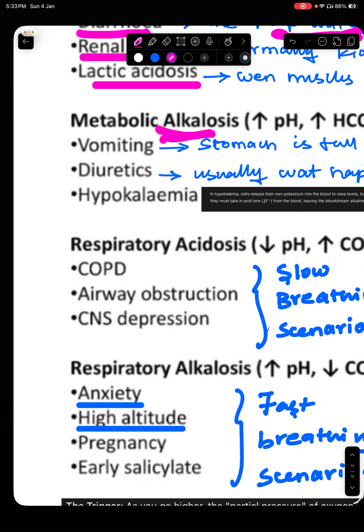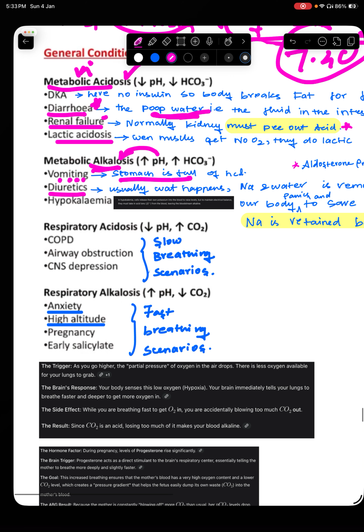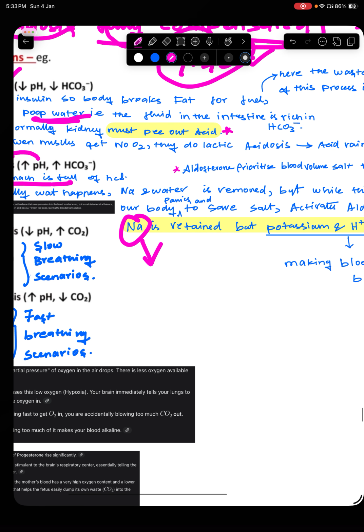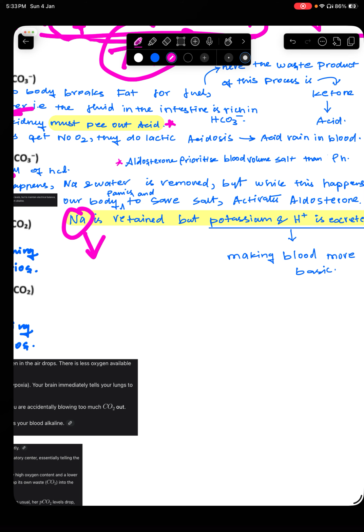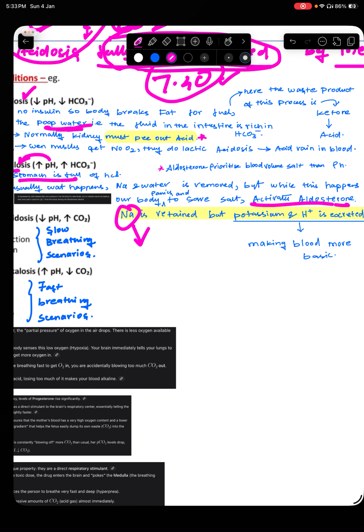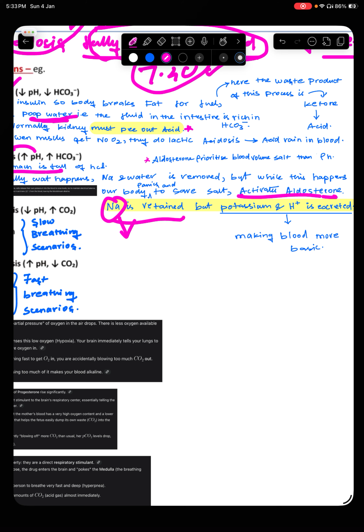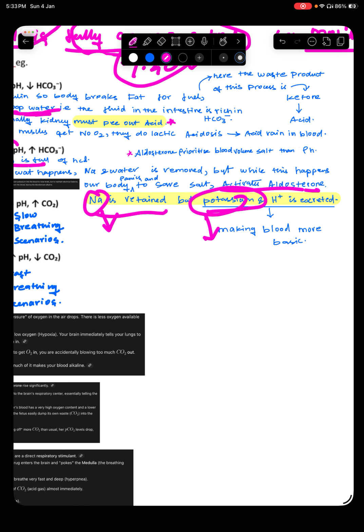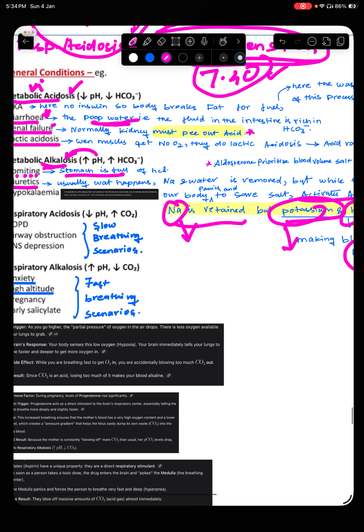Next, metabolic alkalosis: vomiting, guys. Stomach has a lot of HCl and when you vomit, HCl is taken out, so there is a decrease in acid, so alkalosis. Diuretics, guys: usually sodium is released out, but when we take diuretics, sodium is retained. Our body panics and activates aldosterone, in which Na is retained, but the catch is that potassium is actually excreted along with H plus, making the blood more basic.